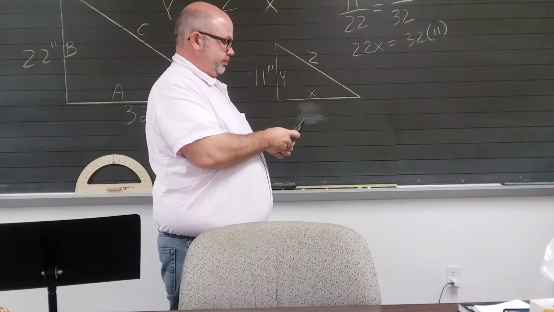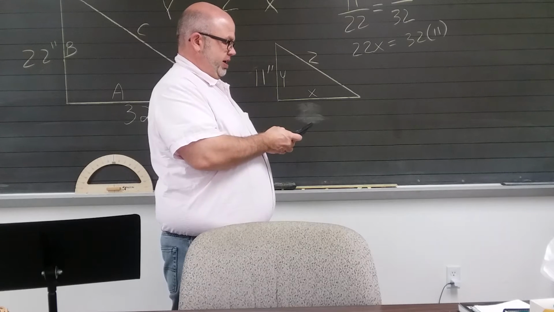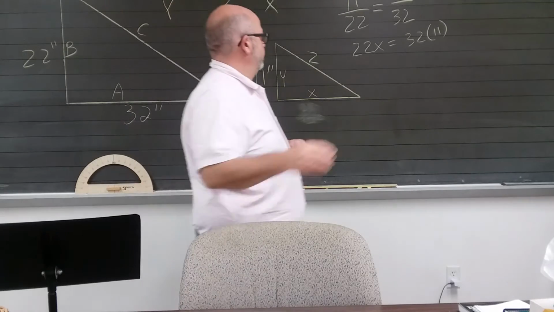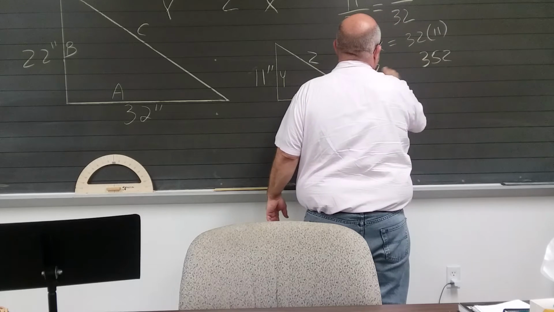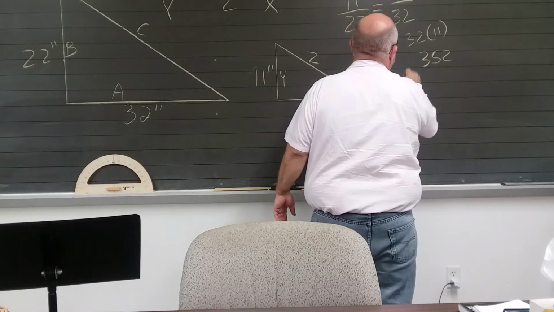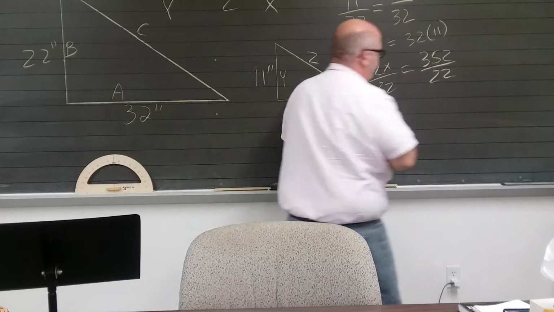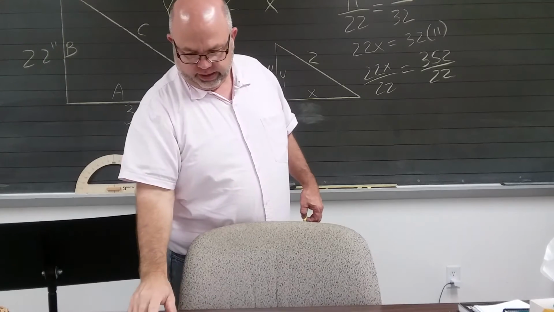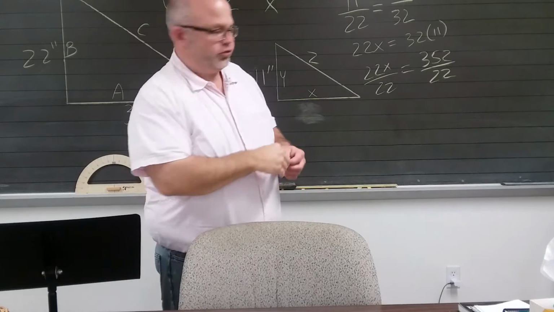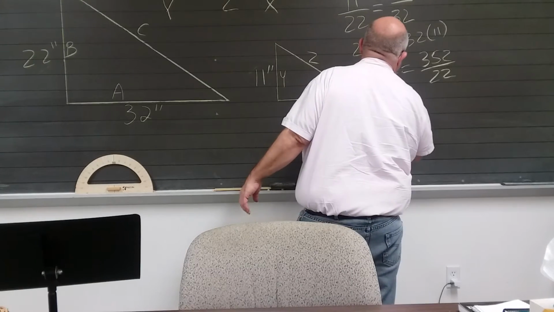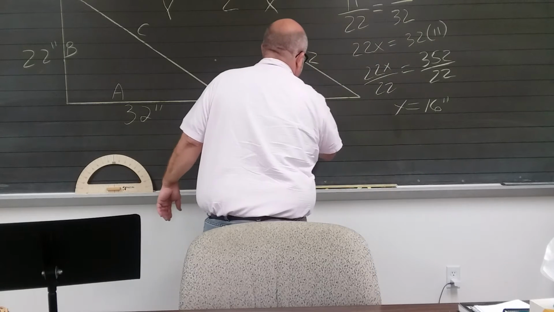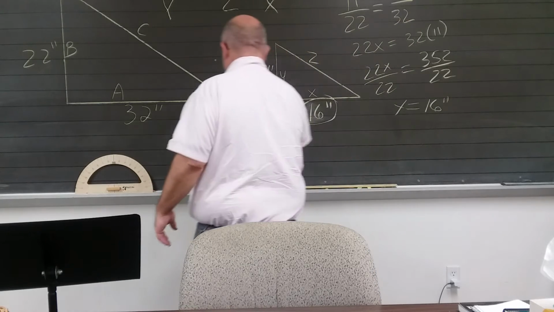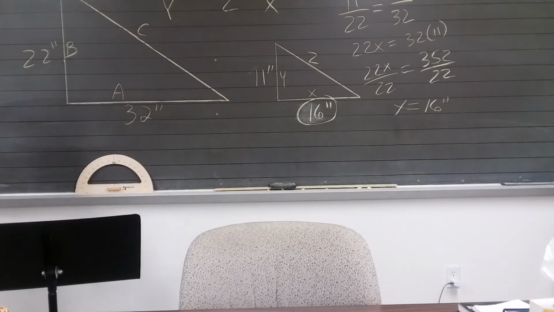Do it real quick. 32 times 11 equals 352. 22x divided by 22. 352 divided by 22 equals 16 inches. X equals 16 inches. Okay? So just use that. Let's just work those proportions. All right.